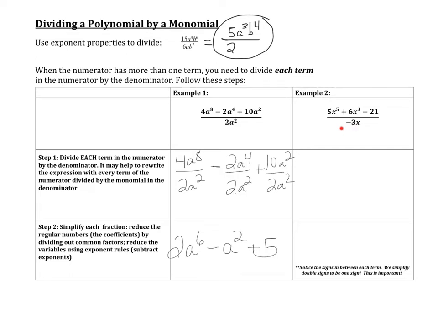Example 2, you're now dividing by a negative, okay? Reminder, we don't want to leave negatives in our denominator because it just doesn't really make sense. So we're going to actually think about, when you divide by a negative, what does that look like? So I'm going to rewrite the problem so that it is 5x to the 5th over negative 3x plus 6x to the 3rd over negative 3x minus 21 over negative 3x.